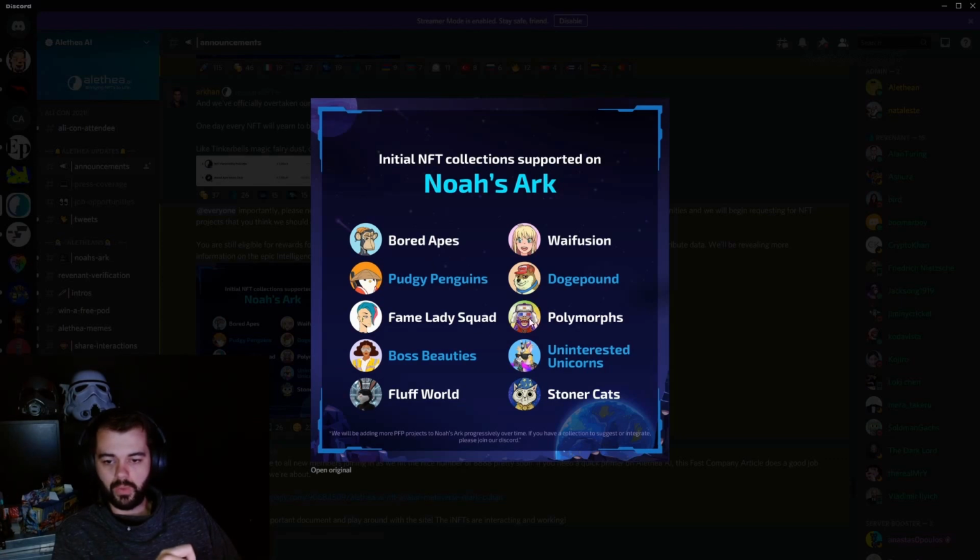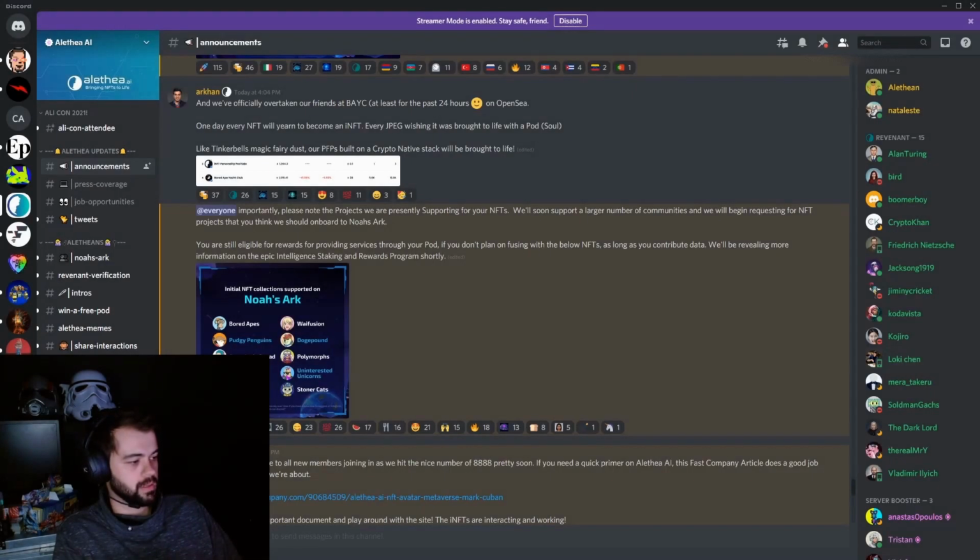I ended up buying one of the Fame Lady Squads. I think the polymorphs are currently the cheapest of the bunch. But since we don't need to fuse the personality pod to the NFT currently, I'm only going to fuse the one, and I'm going to mine with the other ones in order to try to get as many of the Alethea AI tokens as possible. And I think that pretty much covers everything.